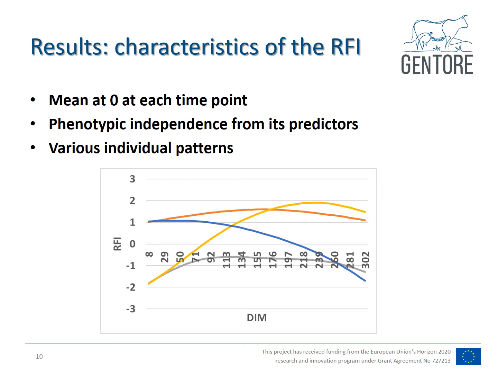As you can see, for the red individual, it is an inefficient animal during all the lactation. On the other hand, the blue animal starts being inefficient and switches to efficient for the end of the lactation. This is the contrary for the yellow, which starts being efficient and is inefficient in middle and late lactation. At the end, the gray animal remains efficient all lactation long.